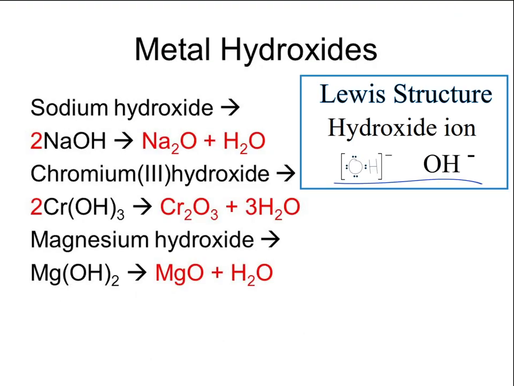If the hydroxide ion is present in a compound, which is OH with a minus charge, the products of the decomposition of the compound will be water and a metal oxide. Thus, the decomposition of sodium hydroxide produces water and sodium oxide.